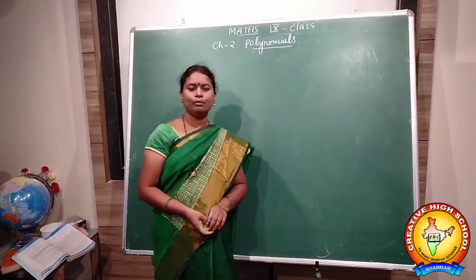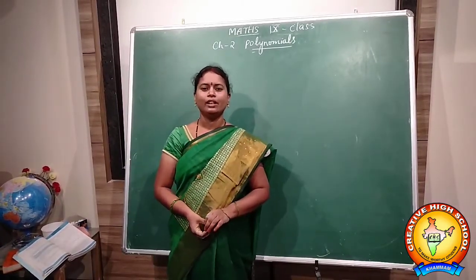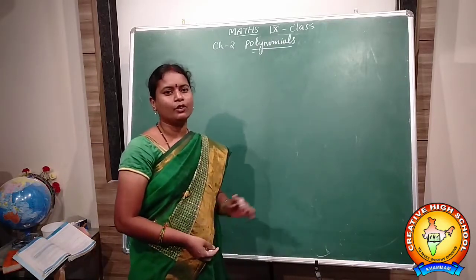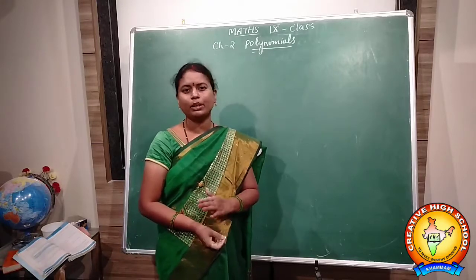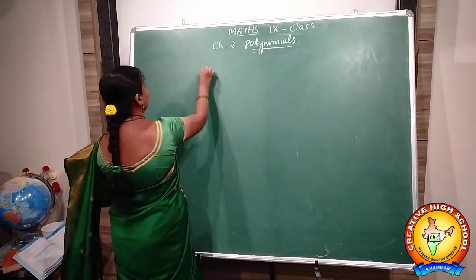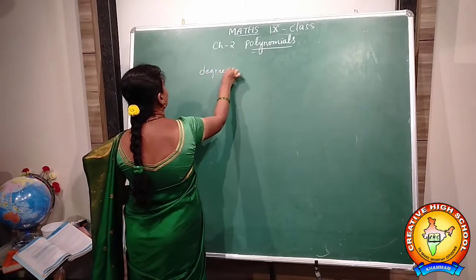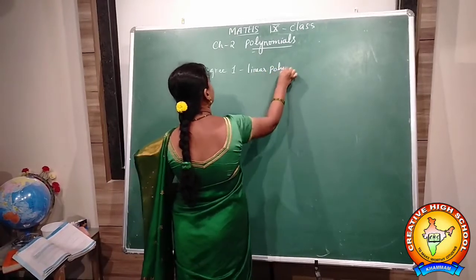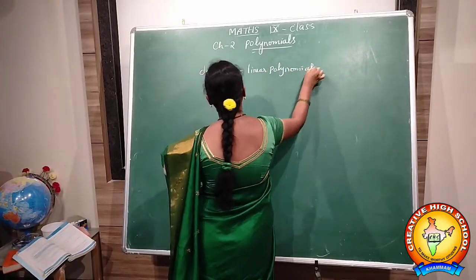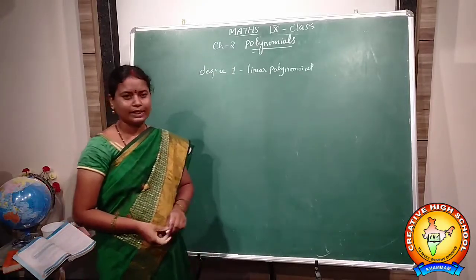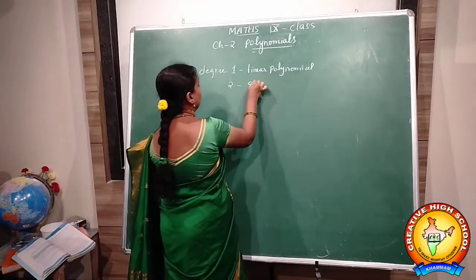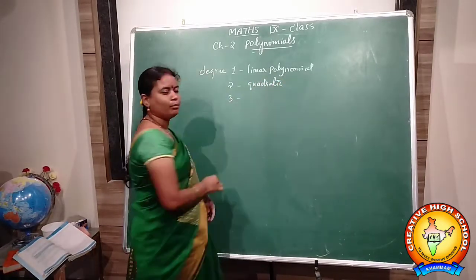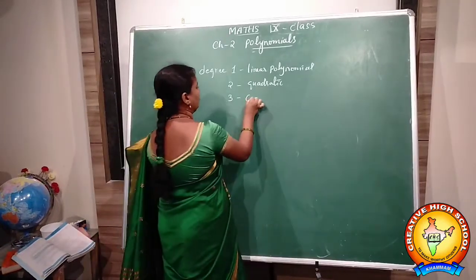What is a polynomial? A polynomial is an algebraic expression consisting of positive powers. Based on the degrees we have the linear, quadratic and cubic polynomials. If the degree of the polynomial is 1, it is called a linear polynomial. If the degree is 2, it is a quadratic polynomial. If the degree is 3, then it is a cubic polynomial.